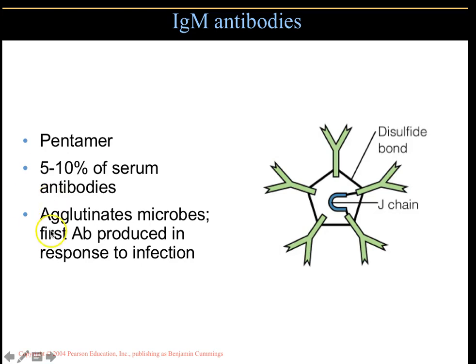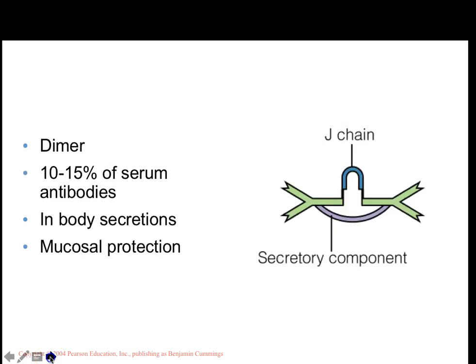So that's why it says it agglutinates microbes. First antibody produced in response to an infection. So you're going to basically get the heavy guns out there first, kind of followed by the infantry second. So IgM is first, and then IgG.